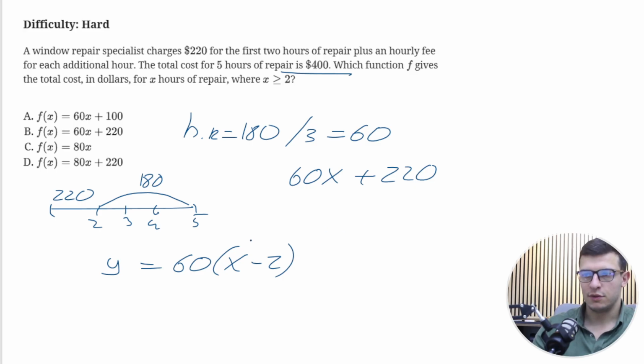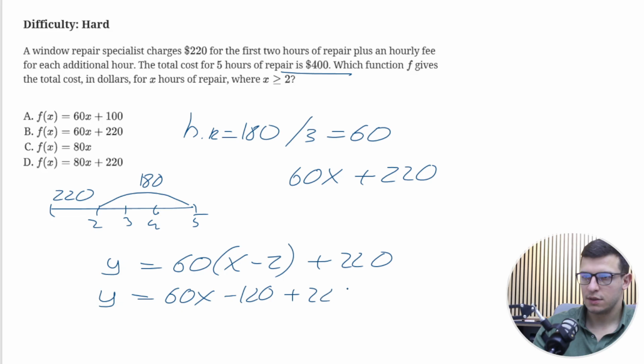So if I put 2, it becomes 0. At 3, I'm actually starting to make 220 plus that. So this is going to be, I'm just going to open the bracket here, 60x minus 120 plus 220.